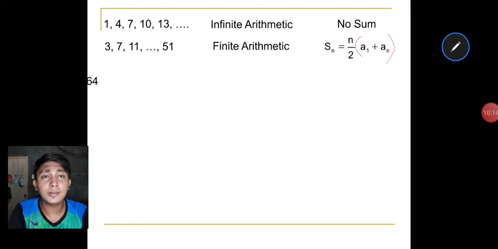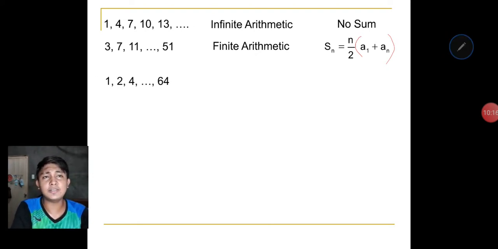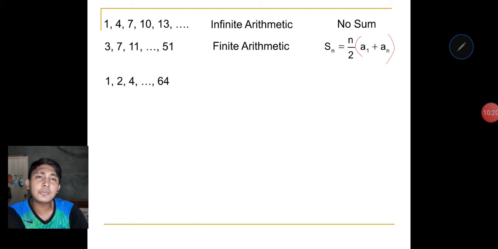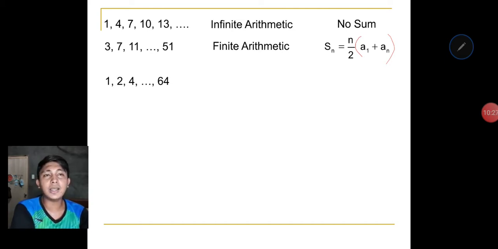Okay? So the next sequence, 1, 2, 4 up to 64. Which type of sequence is that? If we try to find the common difference, 2 minus 1 is 1, 4 minus 2 is 2. So magkaiba na siya. Hindi na siya arithmetic sequence.